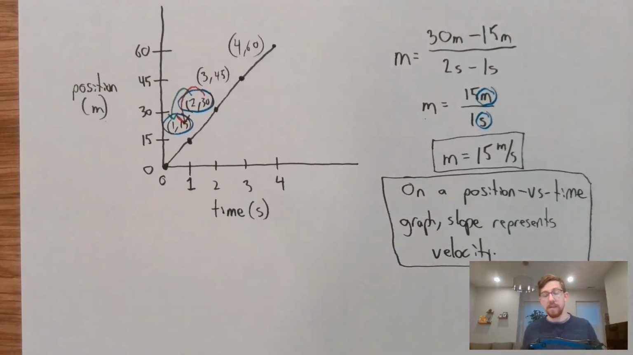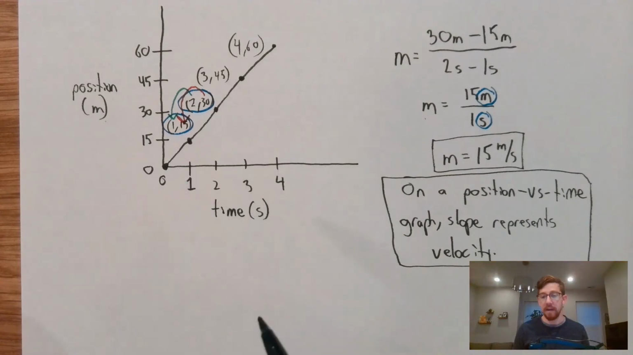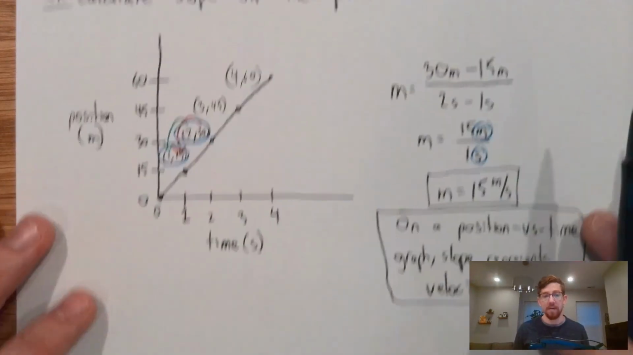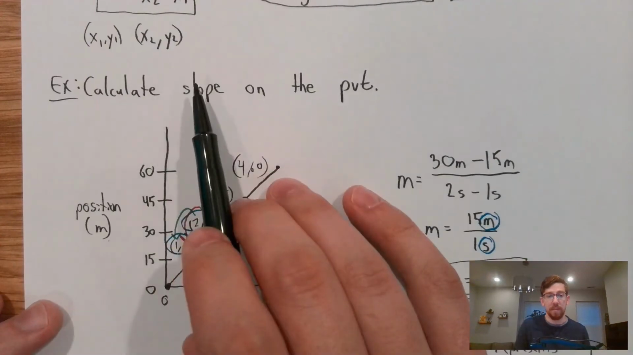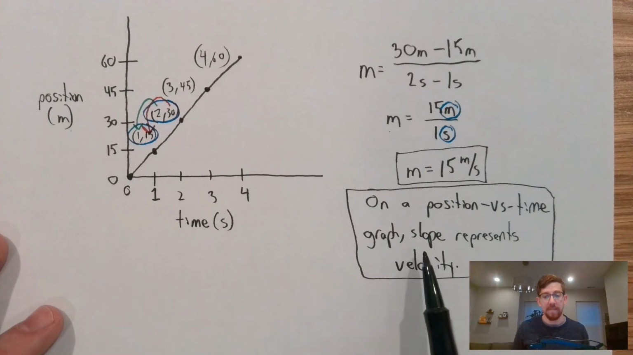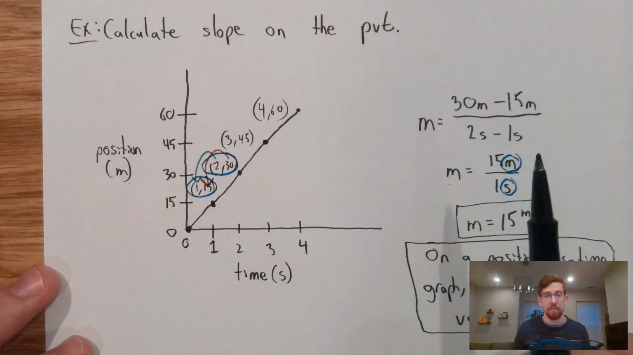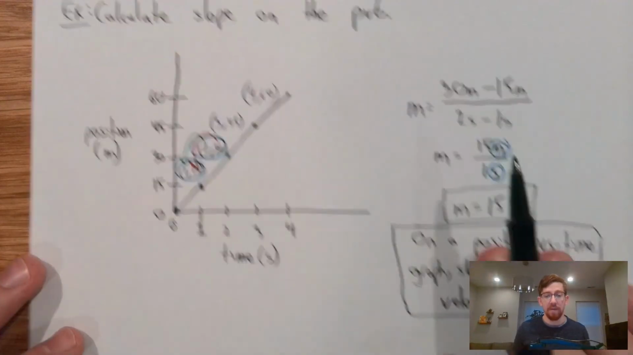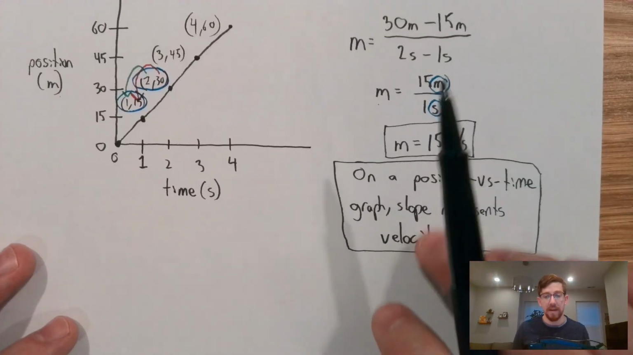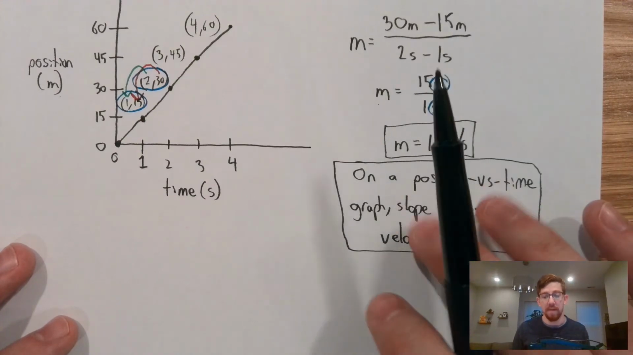So basically with these problems, on quizzes and tests, I'm going to give you a graph, and I'm just going to say, calculate velocity. Here it says, calculate slope. But what I want you to know is that when I say calculate velocity, that means calculate slope. So on a position versus time graph, slope and velocity are the same thing.